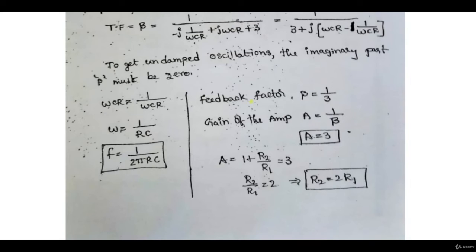Feedback factor will be beta is equal to 1 by 3, and gain will be A is equal to 1 by beta, that is A is equal to 3. Now it's a non-inverting type of amplifier. So 1 plus R2 divided by R1 will be the gain, which is equal to 3 here, which will give you the condition R2 is equal to 2R1. Okay, so the same stuff we have done, we have just applied the concept to a different feedback circuit. I hope it is clear.